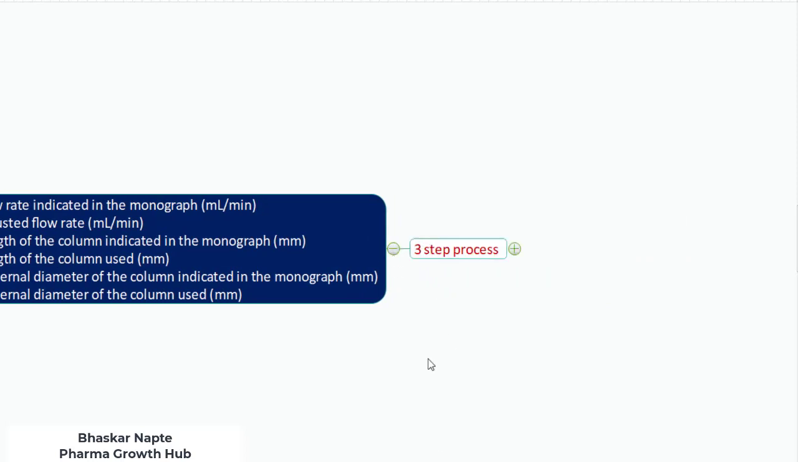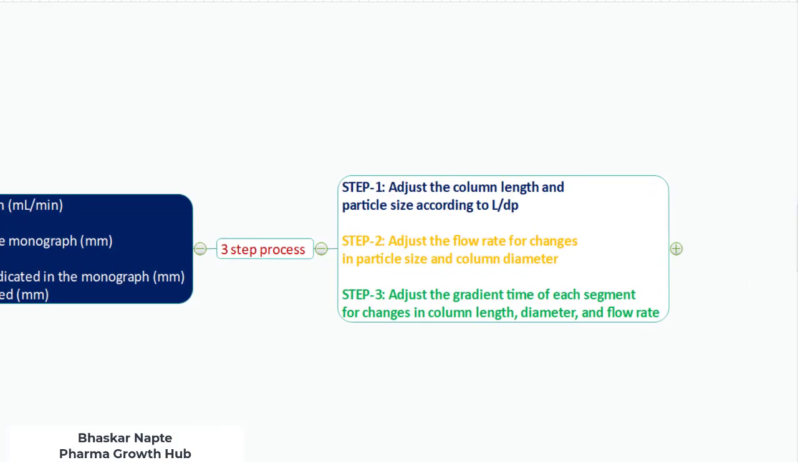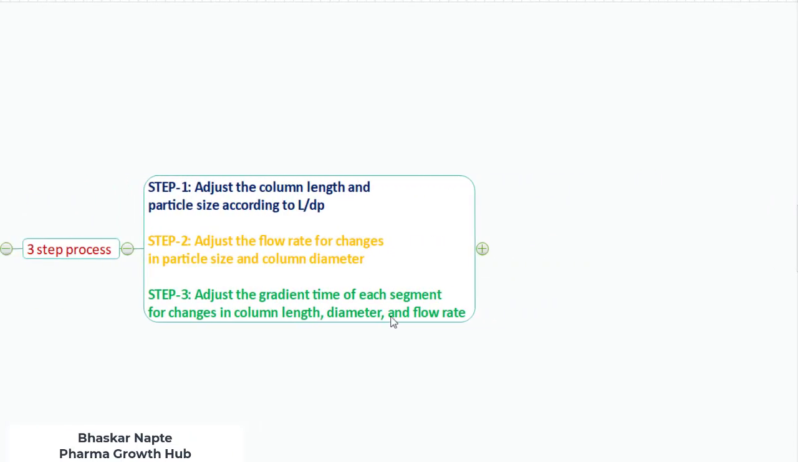Changing the gradient time is a three-step process. Let us understand all these steps. Step 1: adjust the column length and particle size according to L by dp, where L stands for column length and dp stands for the particle size. Step 2: adjust the flow rate for changes in particle size and column diameter. Step 3: adjust the gradient time for each segment for changes in column length, diameter and the flow rate.